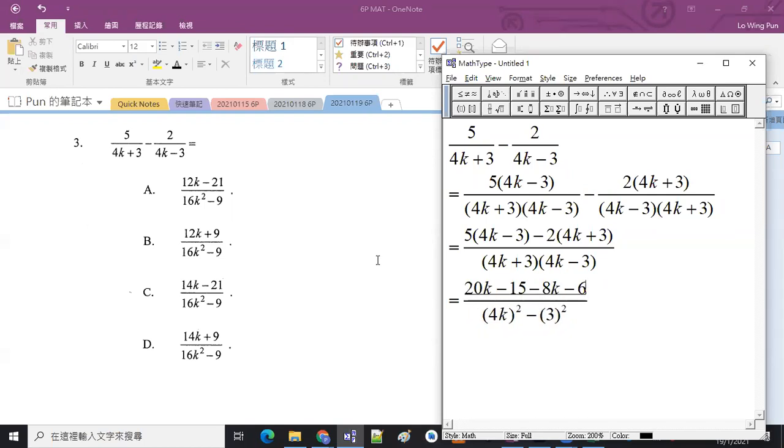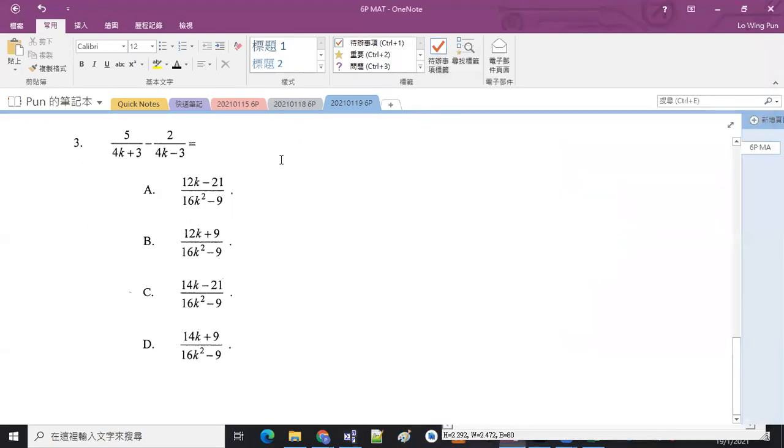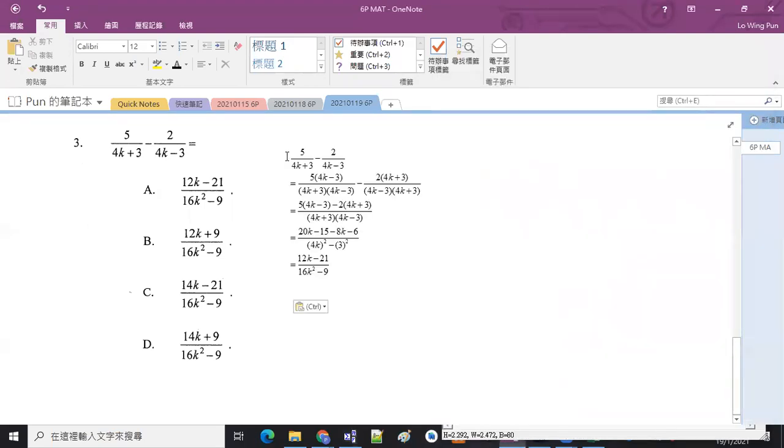minus 6。OK，唔小心呢啲正負號嘅啫。好啦，跟住分母就係 16k 嘅 square 減9，冇得再化簡㗎啦。分子 20k minus 8k，the k term becomes positive 12k, and then the constant term is negative 15 minus 6, that should be negative 21。已經揾到答案啦。Okay, so the answer is option A. Can you get this?